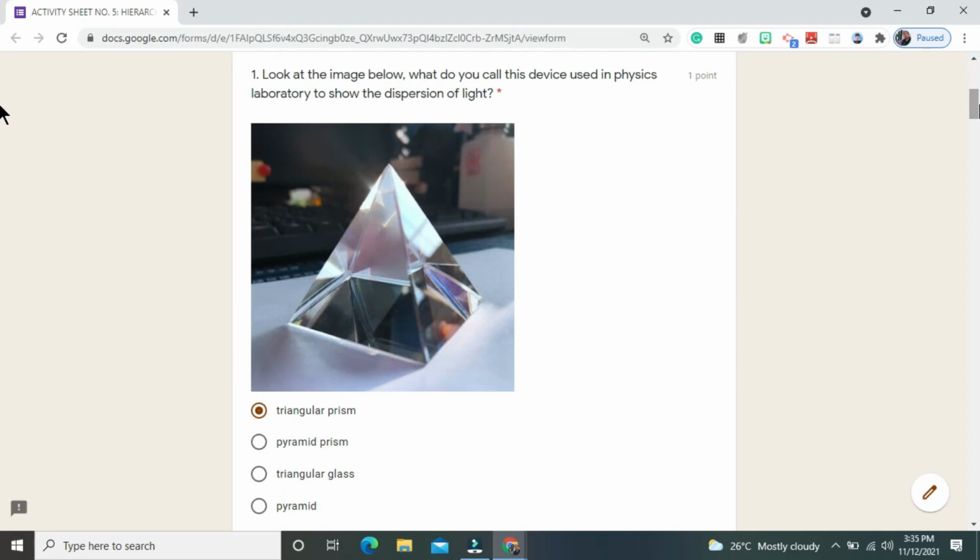Look at the image below. What do you call this device used in physics laboratory to show the dispersion of light? The correct answer is triangular prism.